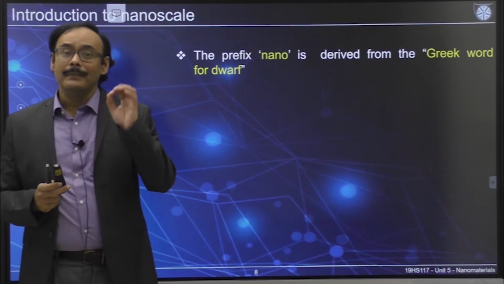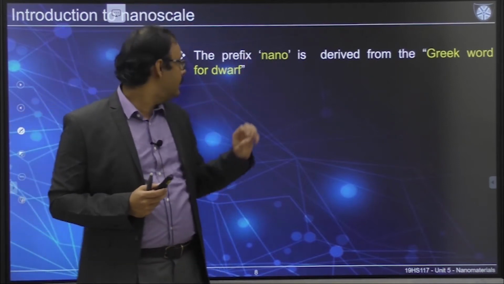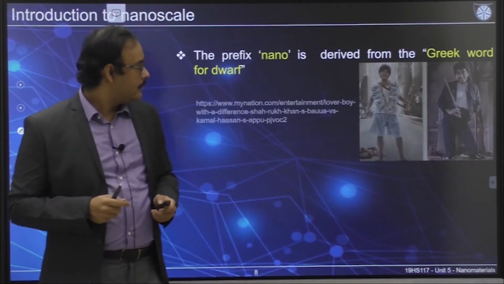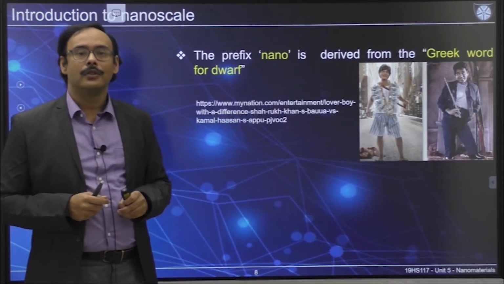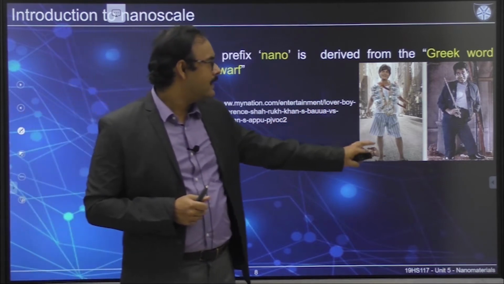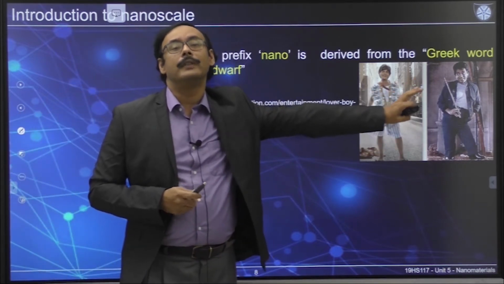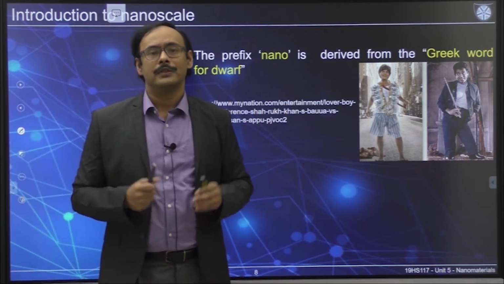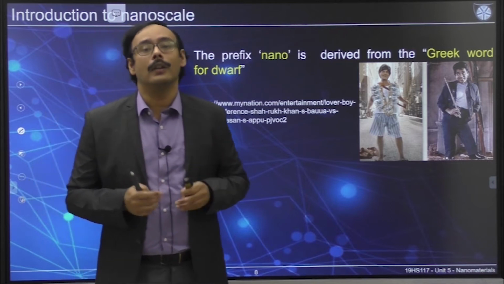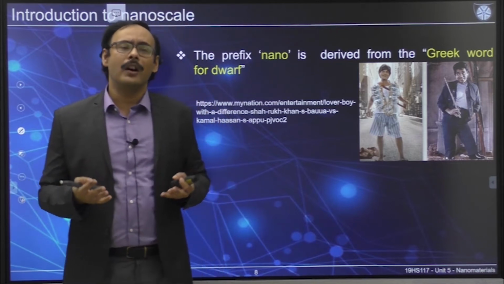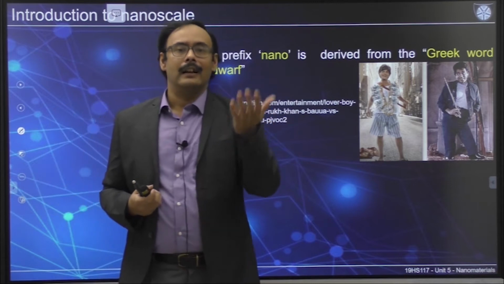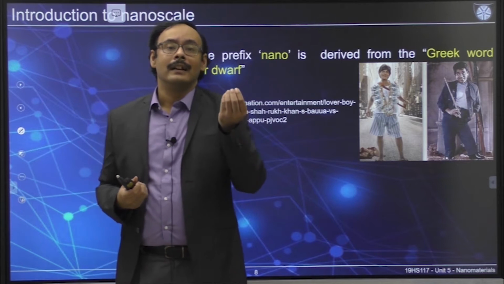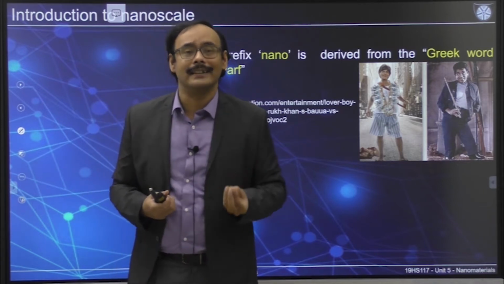The term nano actually comes from a Greek word which means dwarf. What do you mean by dwarf? I have shown you two figures where Shah Rukh Khan and, in another movie, Kamal Haasan played the role of a dwarf. That means something very, very small. But when I say very small, you can ask, okay, in respect to what? Rather, when we are talking about a nanoscale, how small is that?